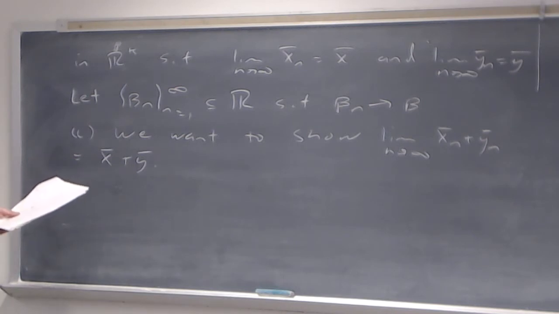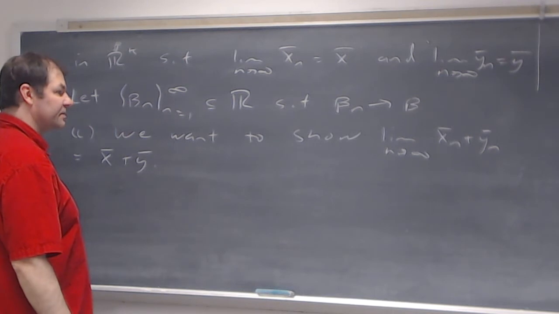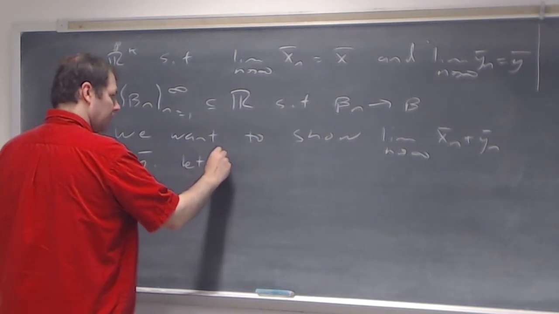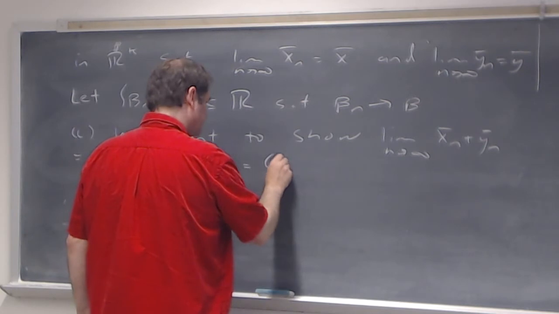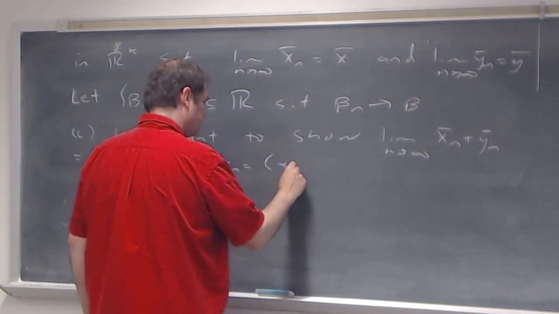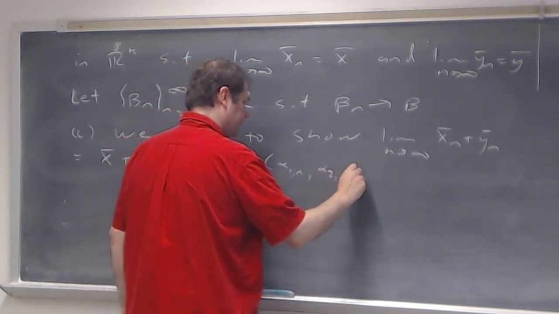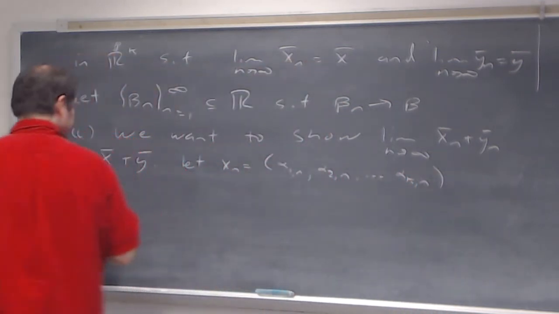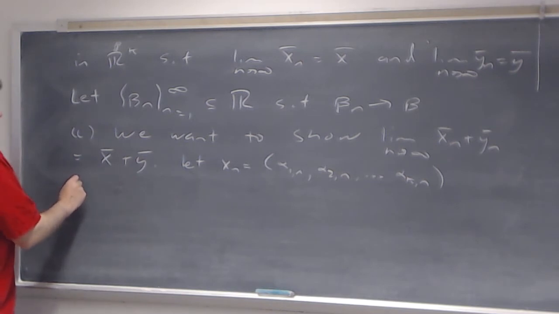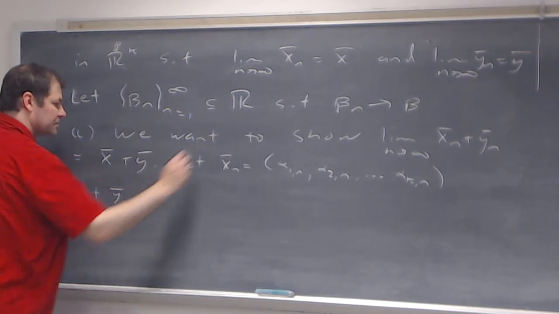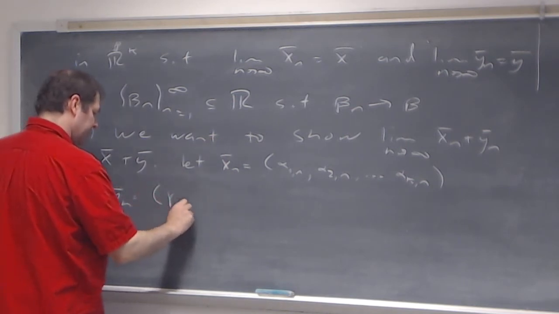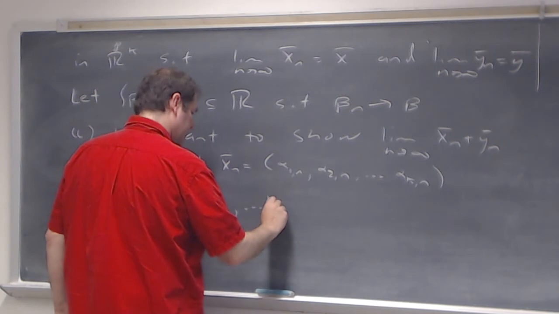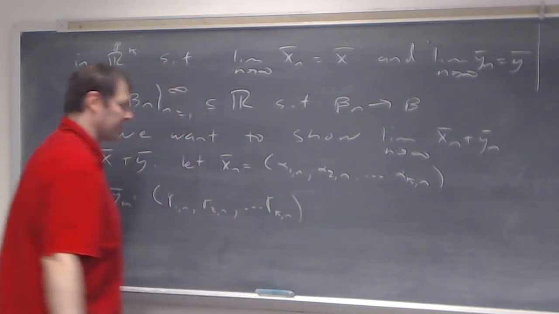Now, we're going to use part A to do this. So here, I'm going to say, let x_n bar be equal to, let's say, (alpha_{1,n}, alpha_{2,n}, ..., alpha_{k,n}). So that's the symbol for x_n. Let y_n bar be equal to, let's say, (gamma_{1,n}, gamma_{2,n}, ..., gamma_{k,n}). Those are the representations.